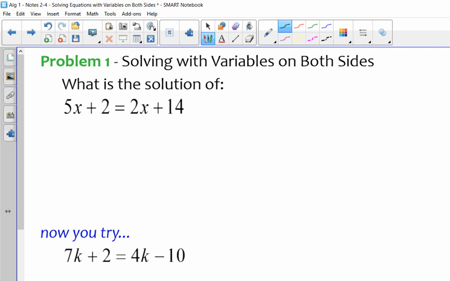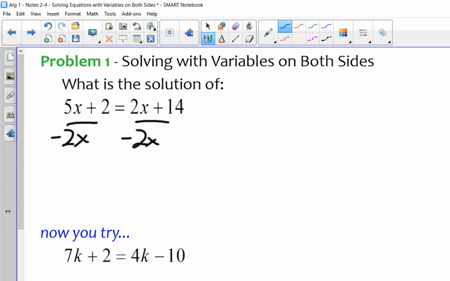Okay? So step 1, deal with any parentheses. Well, I don't have any parentheses. Okay? Step 2, gather or combine like terms. Well, I don't have any like terms to gather. I only have 2 terms there. There's nothing I can combine. Okay, so now I'm going to gather variables to the same side. So I'm going to take the 2x and move it over to the bigger variable, 5x.